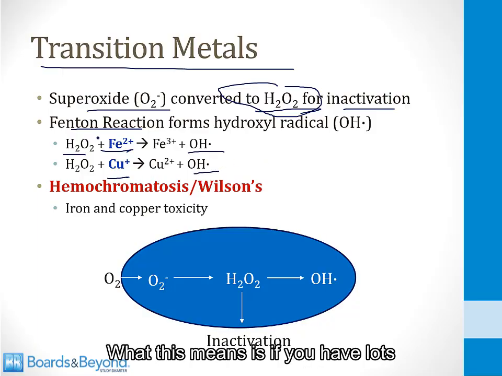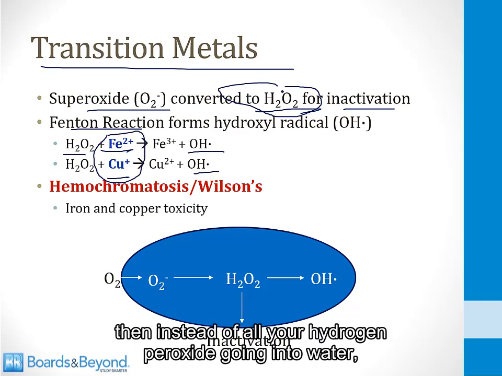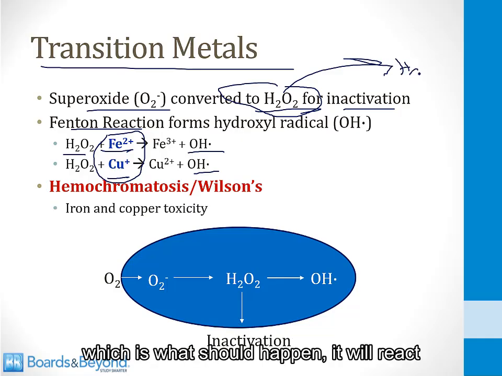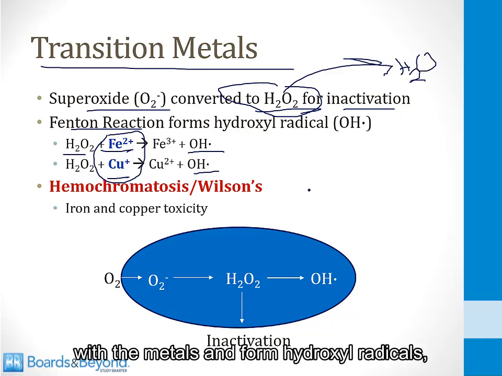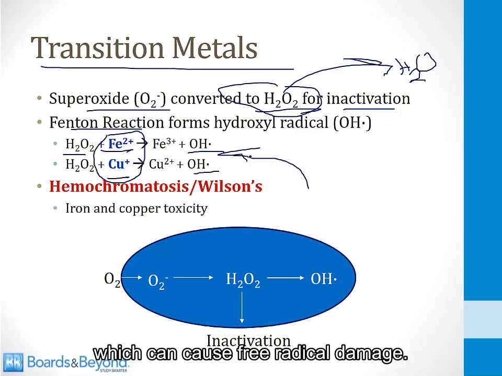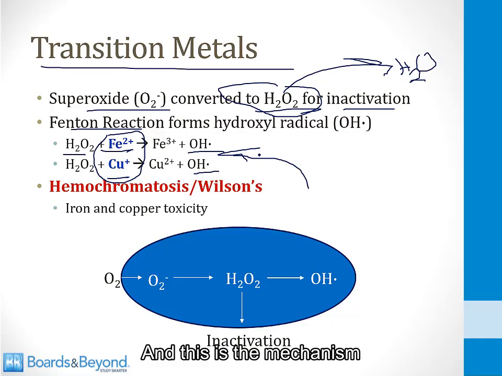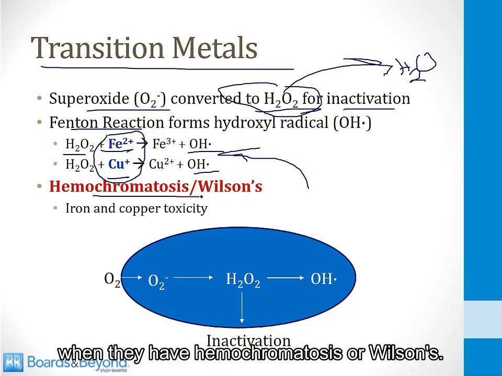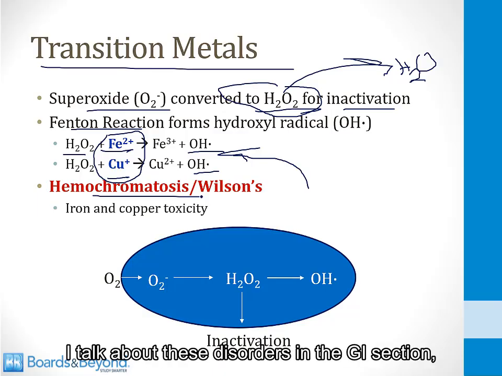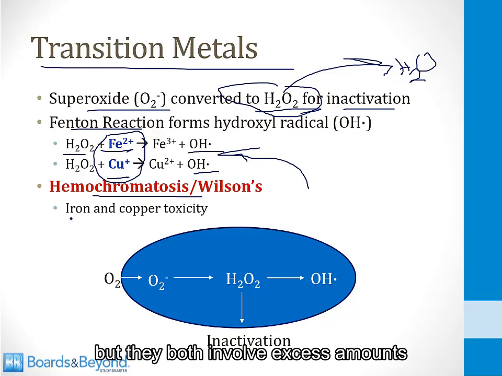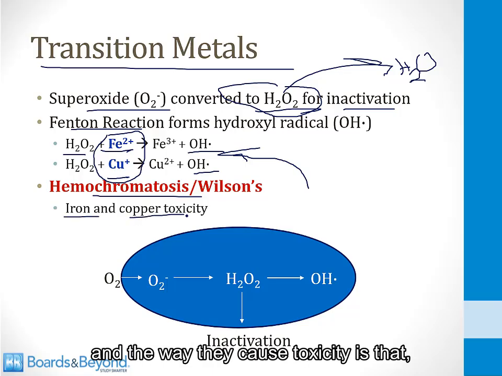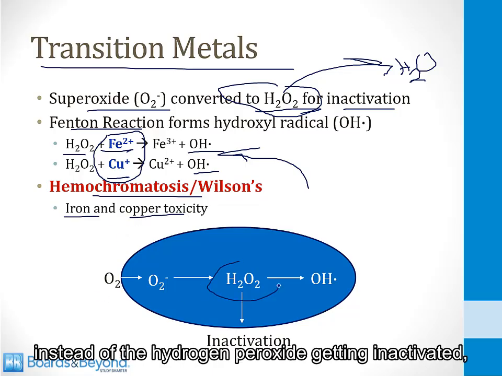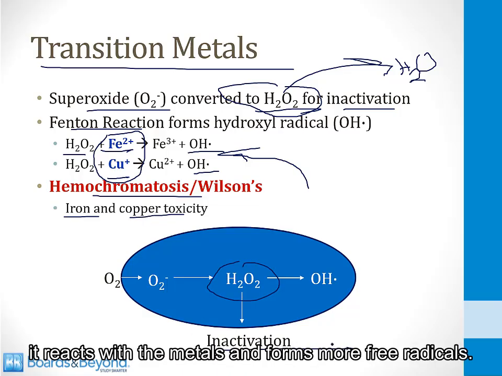What this means is if you have lots of iron and copper around, then instead of all your hydrogen peroxide going into water, which is what should happen, it will react with the metals and form hydroxyl radicals, which can cause free radical damage. And this is the mechanism by which people suffer tissue damage when they have hemochromatosis or Wilson's. I talk about these disorders in the GI section, but they both involve excess amounts of either iron or copper. And the way they cause toxicity is that instead of the hydrogen peroxide getting inactivated, it reacts with the metals and forms more free radicals.